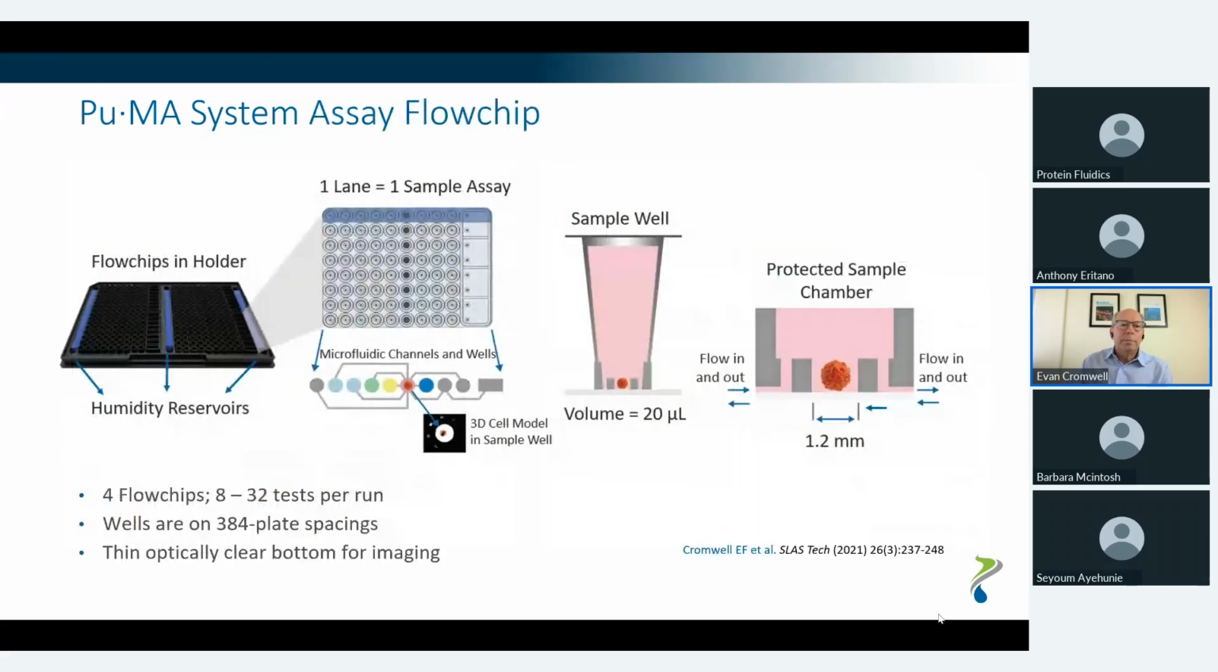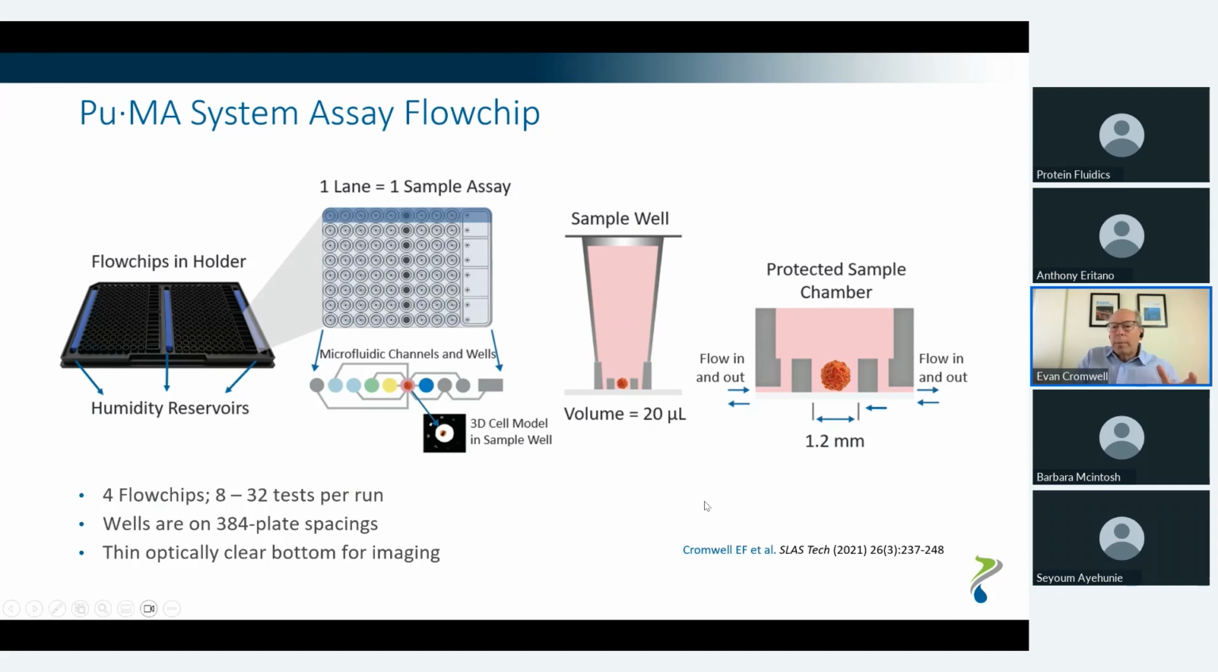Now, the flow chip is an injection molded plastic piece that's sealed on the bottom. So it's a very simple device. Essentially, each lane in the flow chip is a sample run, and the sample well is connected to reagent wells through microfluidic channels on the bottom. Look at the cross section.